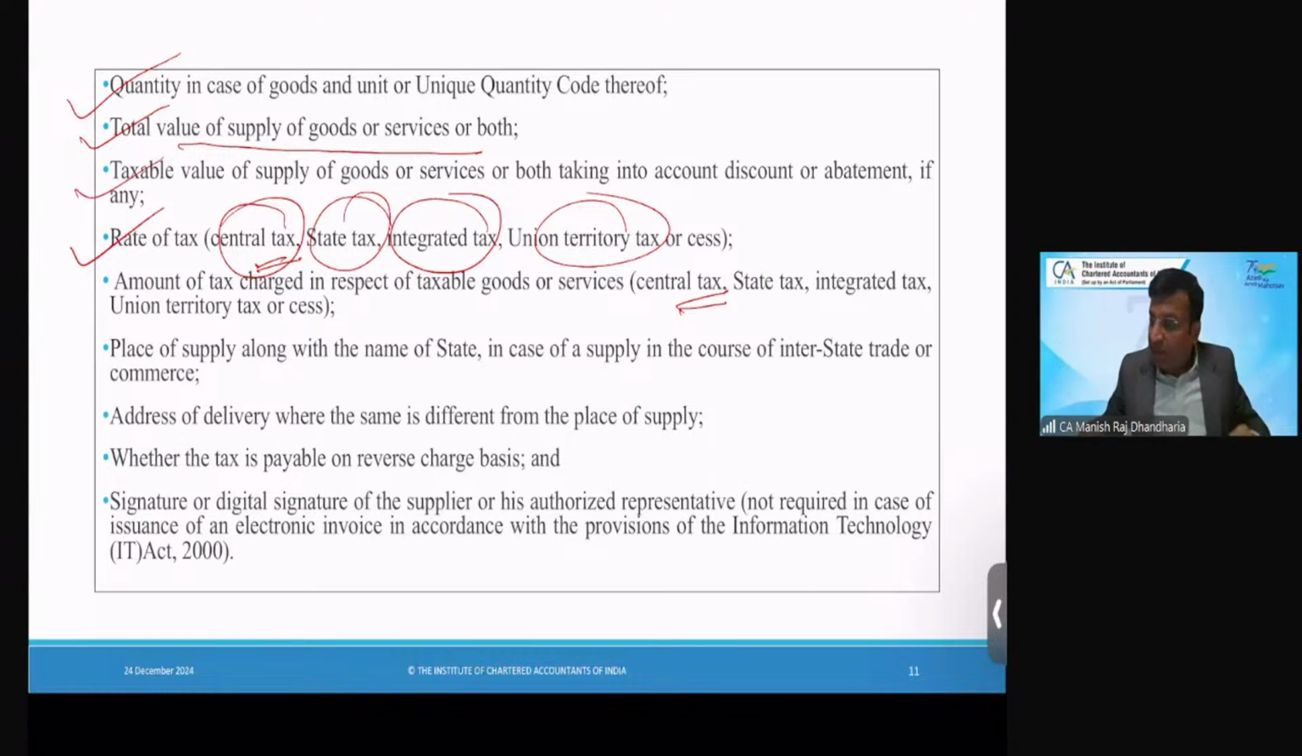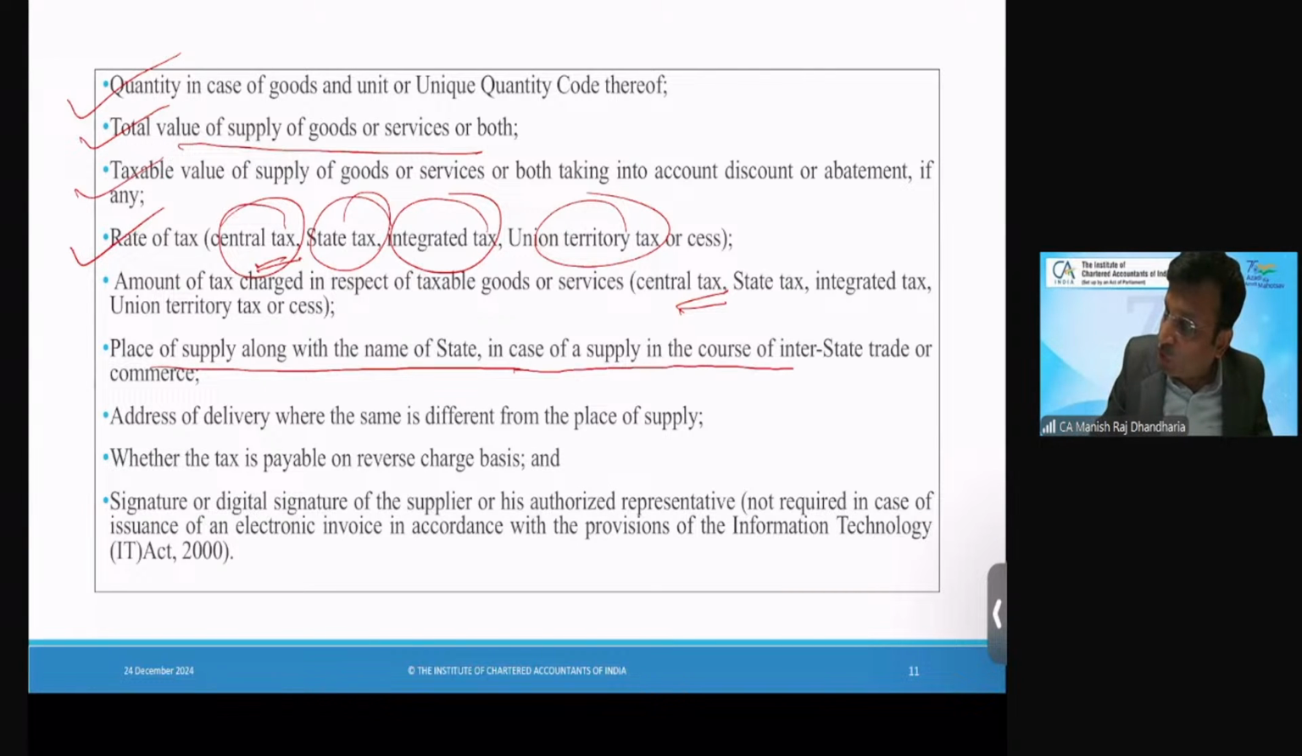Fine. Next, place of supply along with the name of state in case of supply in the course of interstate trade or commerce. Place of supply. I think you must have studied or you will be studying, place of supply का एक अलग चैप्टर है GST Act में section 12 and section 13. So there you will study in detail the whole concept of place of supply. Okay.